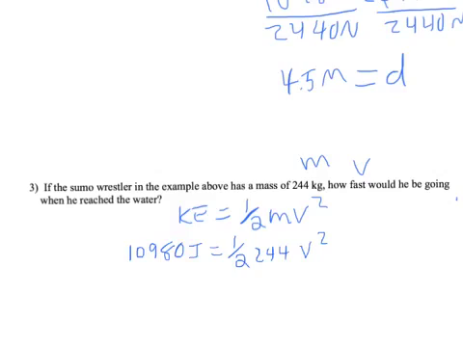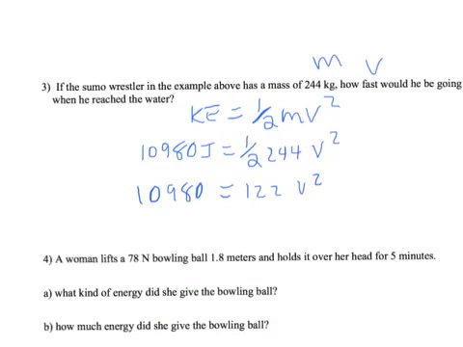Now, half of 244 is 122 times v squared equals 10,980. I'm not going to write my units just now. Now let's see what we have to do. We have to undo what's being done to our variable v. Right now, v is being multiplied by 122, so the opposite is to divide by 122. So I'm going to divide both sides by 122, and when I do that, that tells me that v squared equals 10,980 over 122.